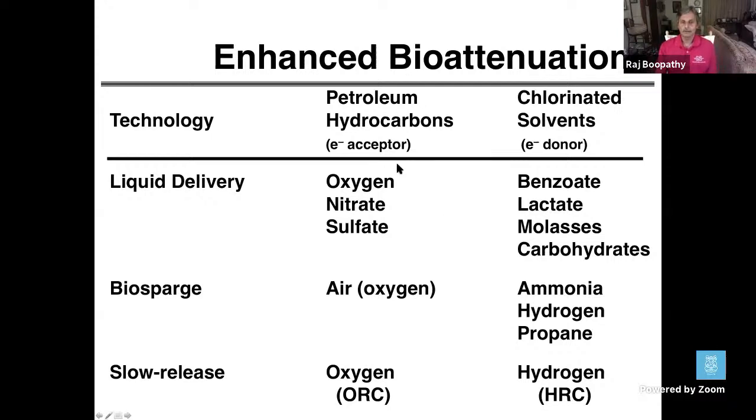Just to go through the enhanced bioattenuation process, you can do petroleum hydrocarbons and chlorinated solvents, the electron acceptor, electron donor category. So you can use it aerobically or anaerobically, depending on your site. And how you do this: biosparging using oxygen, slow-release oxygen you can use aerobically. And anaerobically you can do that also. Then for chlorinated solvent cleanup, most of the time the electron donors are, as I said, benzoate, lactate, and molasses. Molasses is very commonly used because it's cheap compared to other carbon sources.